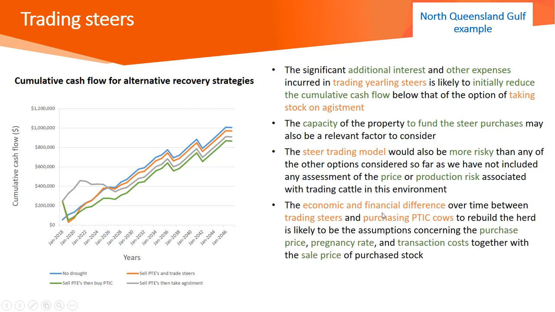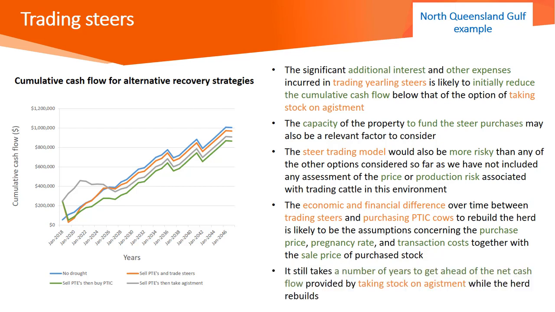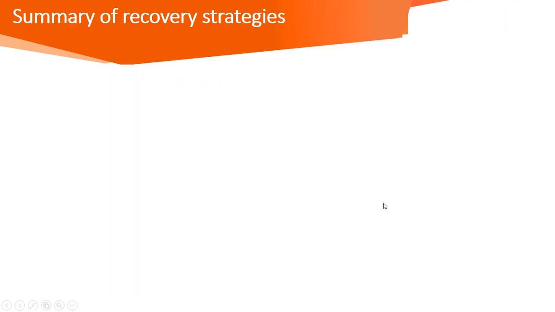Now, the economic and financial difference over time between trading steers and purchasing PDIC cows obviously depends upon your assumptions. And we've made very specific assumptions. We haven't done a lot of sensitivity testing, but the assumptions of the purchase price of the cows, the pregnancy rate, the transaction cost, the sale price of the purchase stock, you don't have to change them very much to change the answer. But even so, any of those methods, it still takes a number of years to get ahead of the net cash flow provided by taking stock on adjustment in that short term. So this is a pretty simple analysis, but it's something to think about.